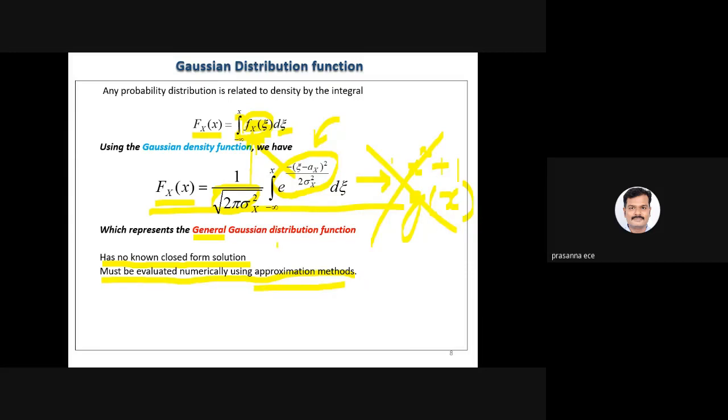These methods are already used, and there are standard tables available for this integral. So this integral can only be calculated numerically. We cannot use mathematics to find the integral. We can use mathematics, but it is called approximation methods. We cannot use the standard calculus methods to find this integral, so we are using something called a tabulated form of this integral.